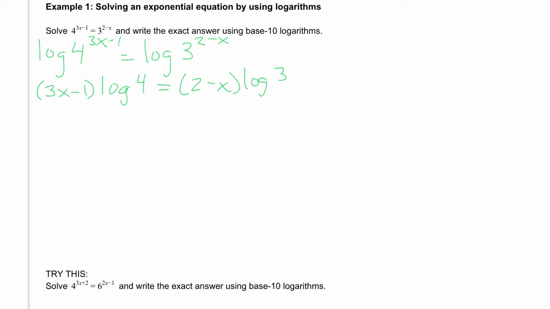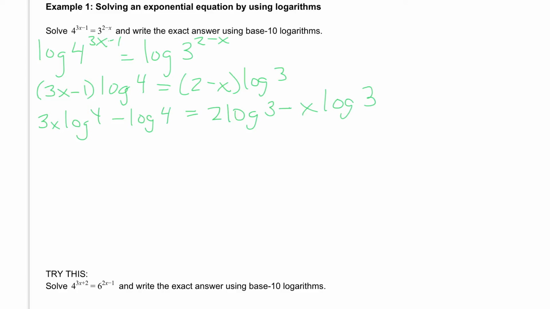Right now it's a little tricky how to get our x's together. We have an x inside here, and an x inside here. So to get those x's together, our first step is to distribute the logs on both sides. We're going to take this log of 4 and multiply it to the 3x and to the negative 1, and we're going to take this log of 3 and multiply it by the 2 and by the negative x. When we do that, we'll get 3x times the log of 4 minus the log of 4 equal to 2 times the log of 3 minus x times the log of 3.